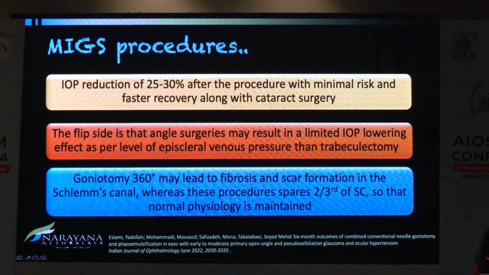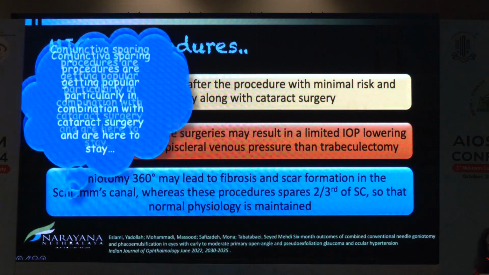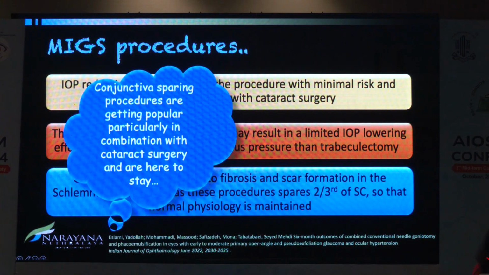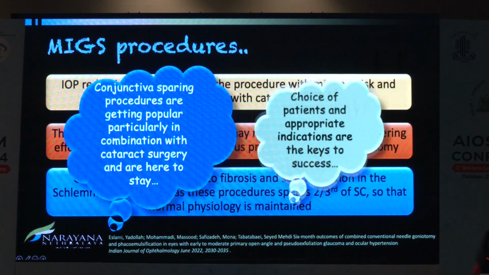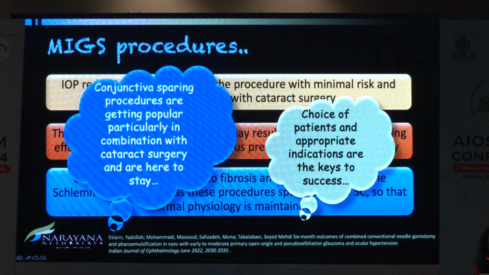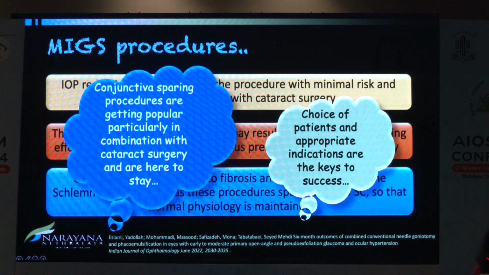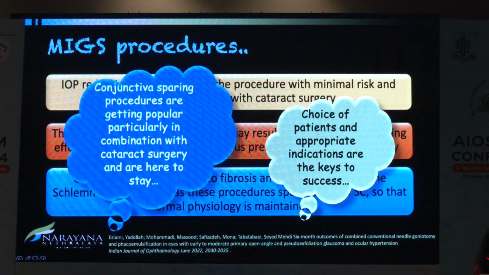I am not a big fan of 360 degree goniotomy because it does lead to 360 degree fibrosis and scar formation in the Schlemm's canal. However, it is definitely important for severe or advanced situations. So these conjunctival sparing surgeries are here to stay, and they're pretty safe. What I would want to say at the end is that the choice of patients and appropriate indications are the key to success. We need to keep in mind that you do it for the right patients. Thank you for your kind attention.